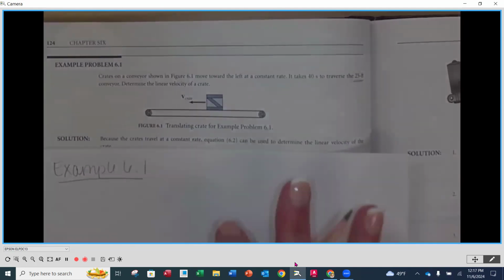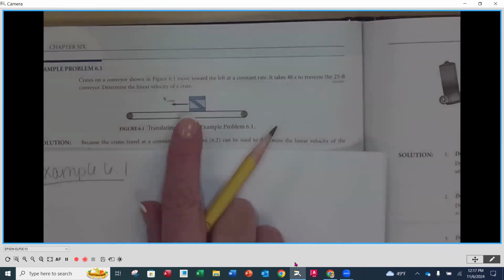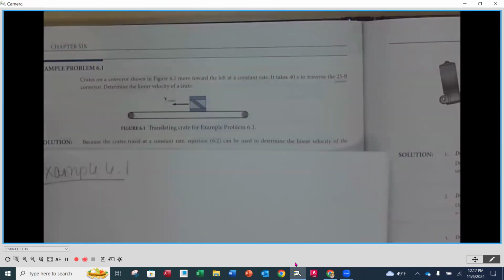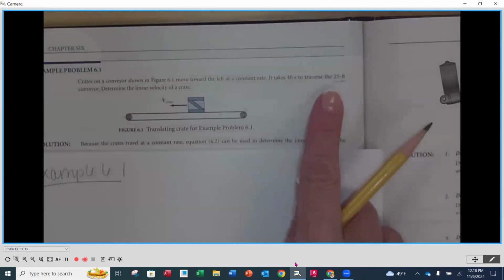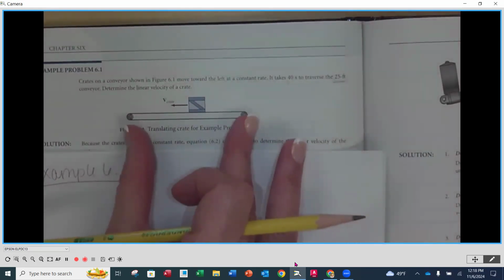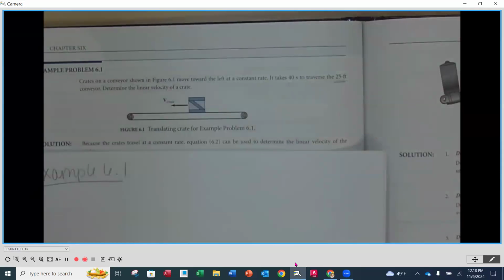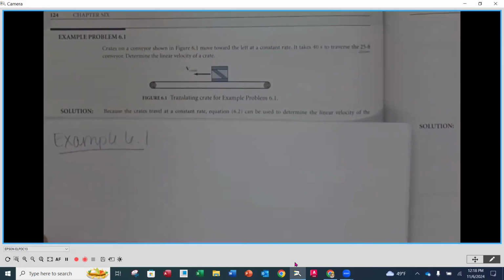We'll read the example first. It says, crates on a conveyor, shown right here, move toward the left at a constant rate. So not speeding up, not slowing down; we call it constant velocity. You're going to notice that we have that velocity V of the crate. Its motion is identified by the vector. So indeed, it is going to the left because we see the arrowhead of that vector going to the left. It says that it takes 40 seconds to traverse the 25-foot conveyor. So that's how long that conveyor is. They want us to determine the linear velocity of the crate.